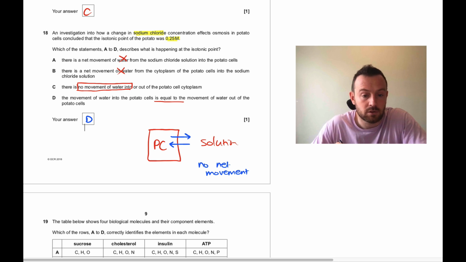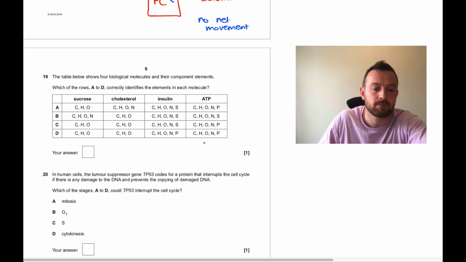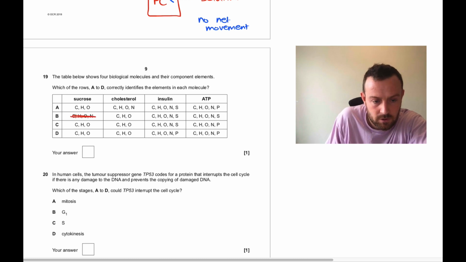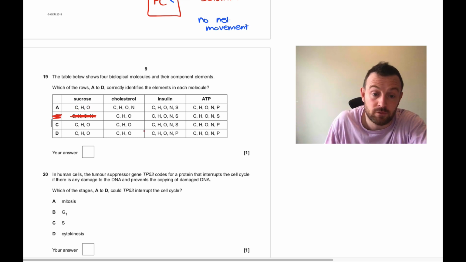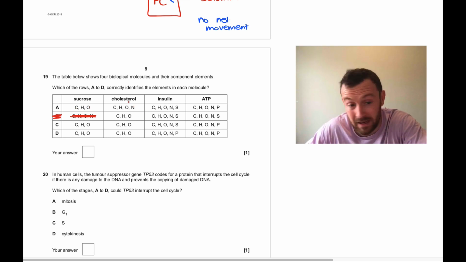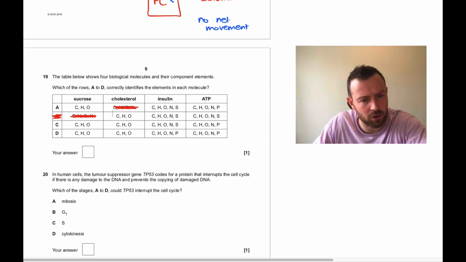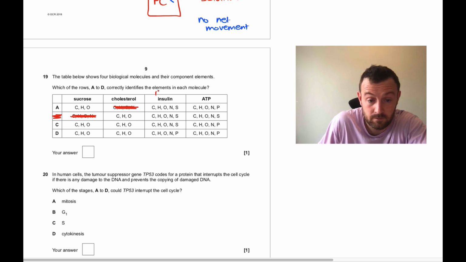All right, moving on. 19. Biological molecules and the component elements. Okay, so sucrose is a sugar. So it's not this one because there's no nitrogen in sucrose. Carbohydrate: carbon, hydrogen, oxygen. Now cholesterol is a lipid, so it doesn't have nitrogen either. It's still carbon, hydrogen, oxygen. But remember, lipids have less oxygen, but there is still oxygen there, it's just less of it. Insulin is a protein, is what you've got to remember here.